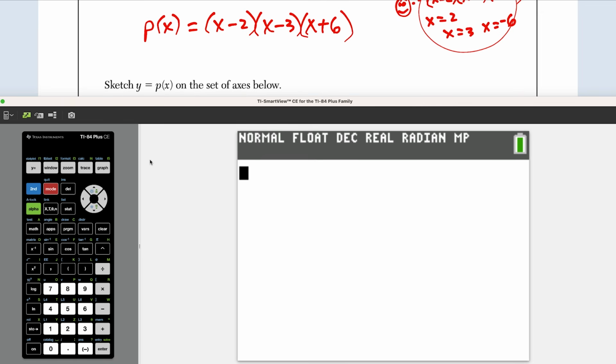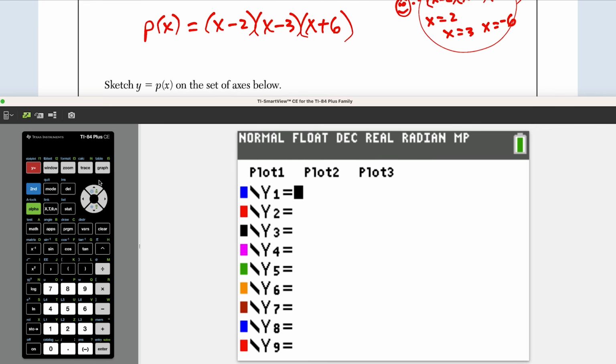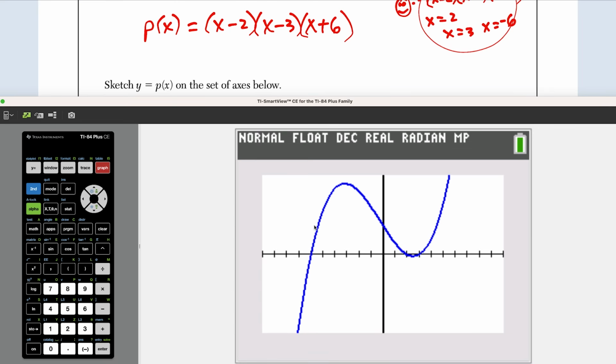But now for the rest of the credit, we just have to sketch this function on the set of axes below. So I'm just going to type this function p of x into the y equals. So now we press graph here, and notice this is what our curve looks like. And the first thing that jumps out at me is that we have our 3 roots, and they're occurring here once again at negative 6, at 2, and 3. And this function is going up, down, and then back up again.